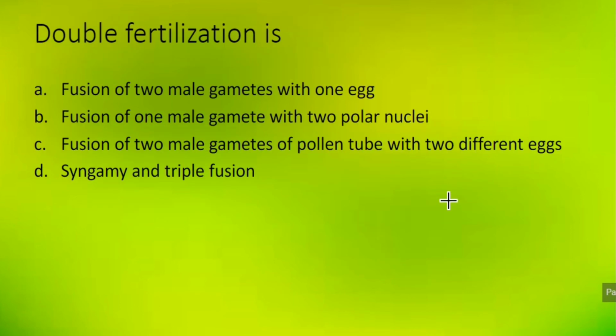Double fertilization, I mentioned about double fertilization earlier. That is one male gamete fuses with the egg to form the zygote and another male gamete will fuse with the polar nuclei to form the primary endosperm nucleus. Syngamy and triple fusion are the two fusions or fertilizations involved in double fertilization.